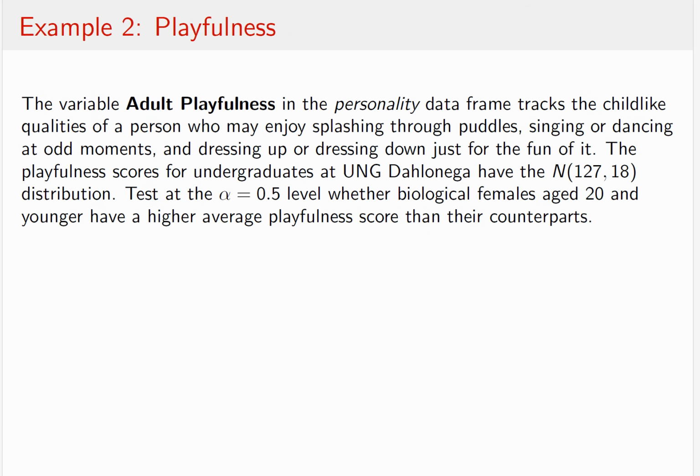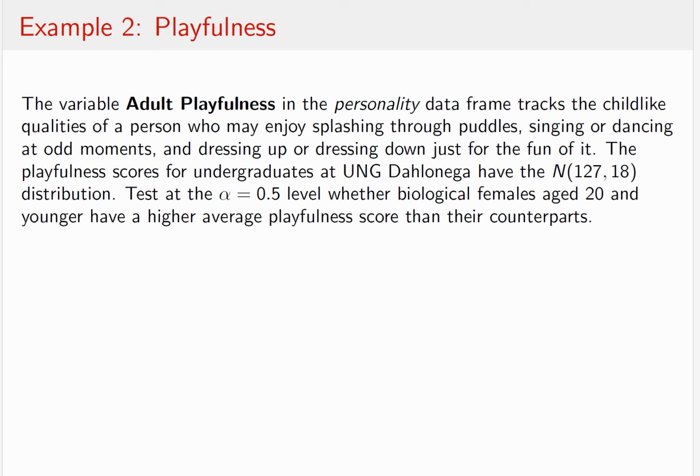Okay, so example 2, we've got the variable adult playfulness. And these folks who score high on playfulness, it means that they have some more childlike qualities to their personality. Sometimes you'll see these kind of folks, they'll get down on one knee to talk to a child to be more on their level. They tend to be good at relating to kids. They might splash through a puddle or kick leaves in the fall, or they might sing or dance at odd times. And again, it's not really good or bad. It's just a playfulness, a more childlike quality to their personality.